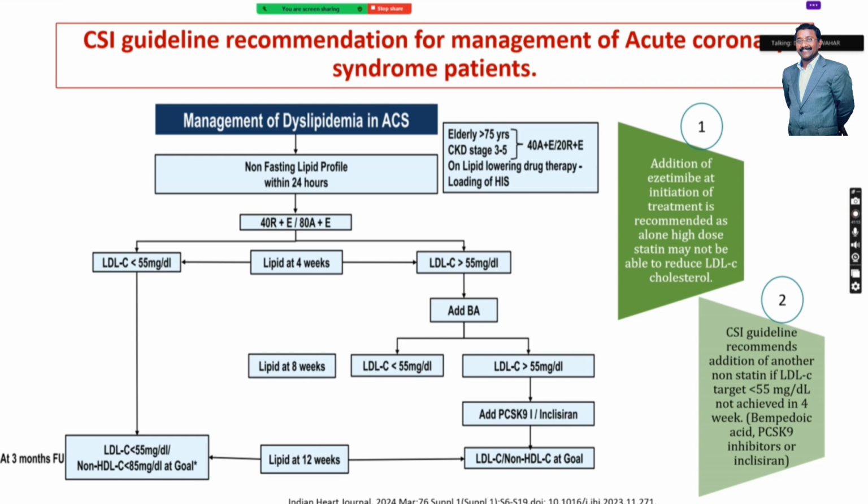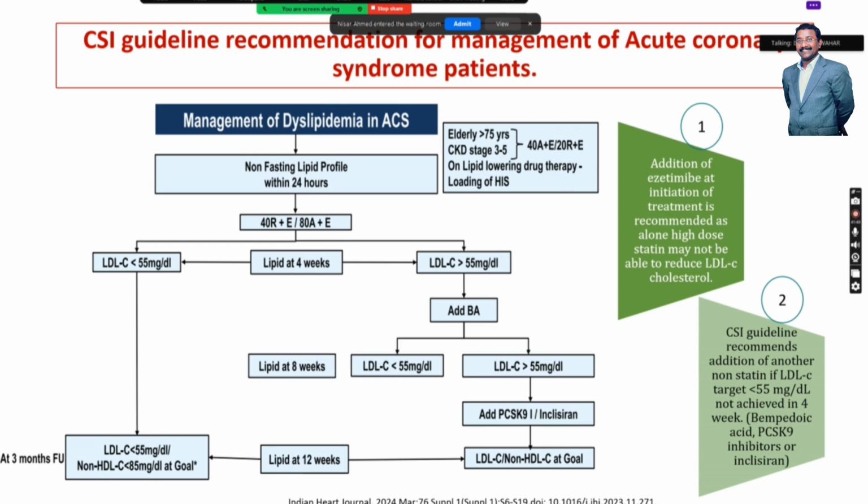See here the CSI guidelines for acute coronary syndrome patients. In the management of dyslipidemia in acute coronary syndrome, you do not wait for fasting. Immediately send the lipid profile within 24 hours, non-fasting. You have to start 40 milligrams of rosuvastatin plus ezetimibe, or 80 mg of atorvastatin plus ezetimibe. That is important. Again, a take-home point: in all the cardiac ICUs, you have to immediately start either 40 mg of rosuvastatin or 80 mg of atorvastatin.